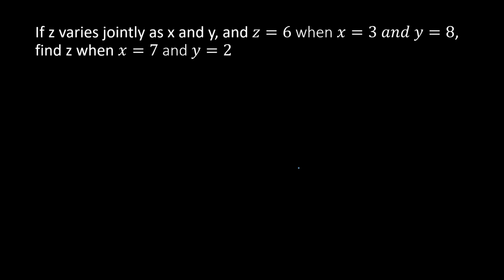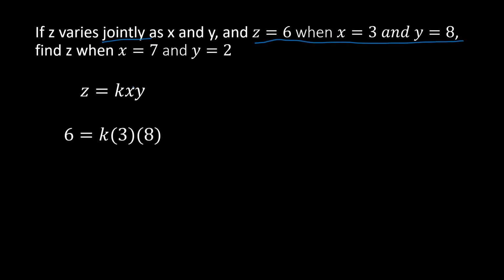Here's another example where it deals with varying jointly. So remember, you need to use the equation. Z varies jointly as x and y. Jointly is the same thing as directly, and directly you're going to multiply. So my equation would be z equals k times x times y. And here, same thing. I'm going to plug in what I know. So z is 6 when x is 3 and y is 8. Plug that in to find k. So we have 6 equals k times 3 times 8. 3 times 8 is 24. Solve for k by dividing both sides by 24. So k would equal 6 over 24, which is 1/4.